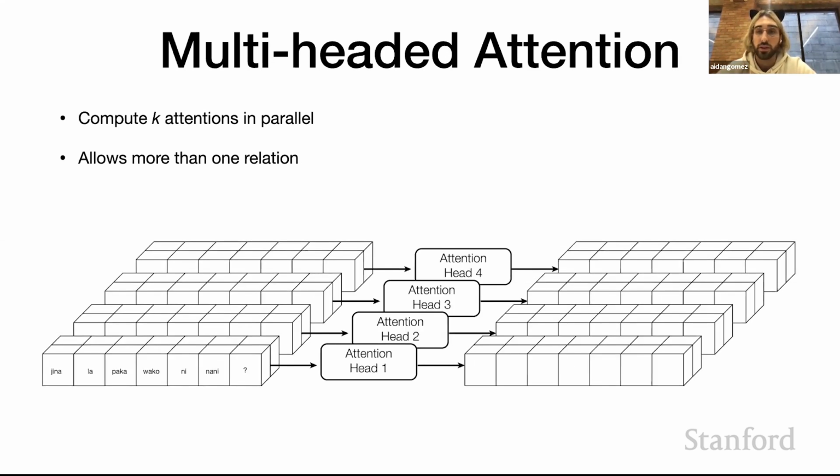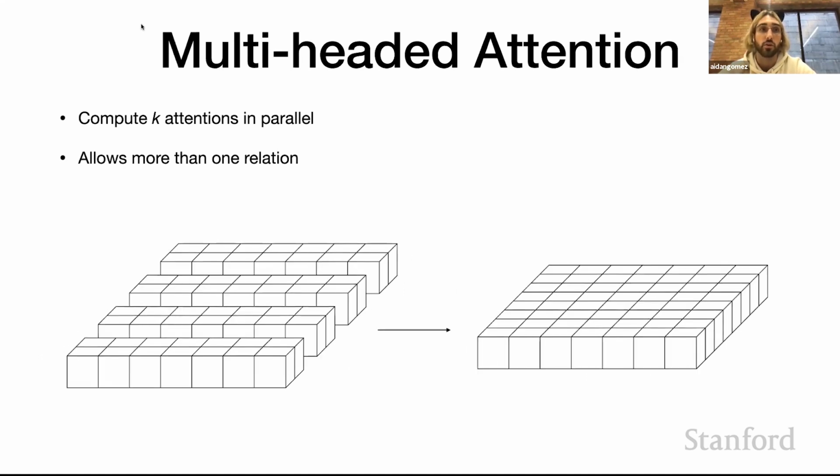What this lets you do is have each attention head focus on learning one pattern. Maybe attention head 1 is learning the relationship of adjectives to nouns, and the second attention head can learn something different. So this lets us learn a hierarchy or a list of different relationships. Okay, so that was self-attention.